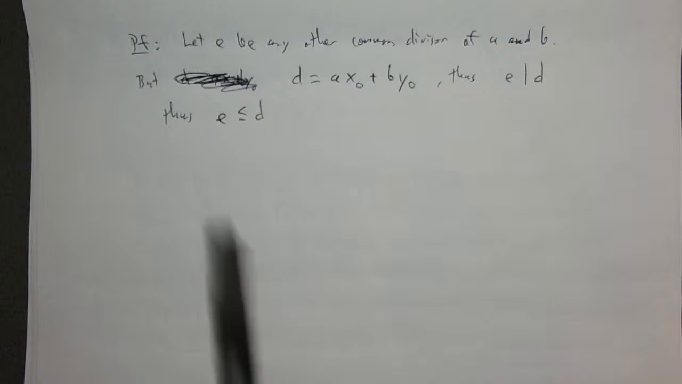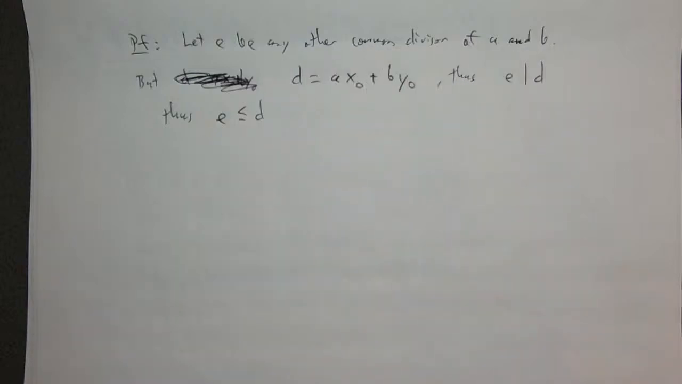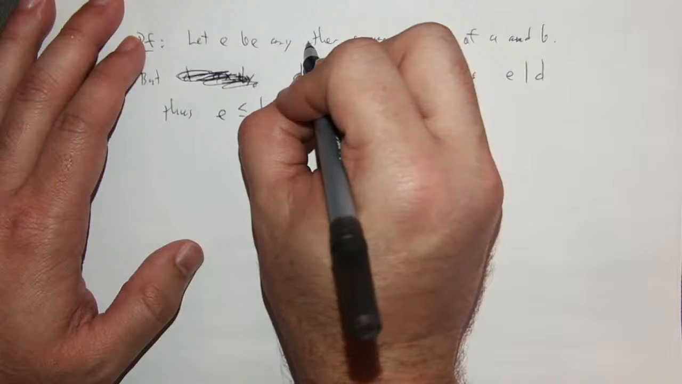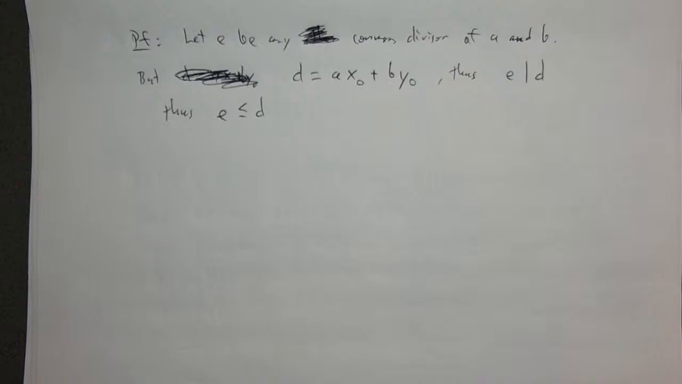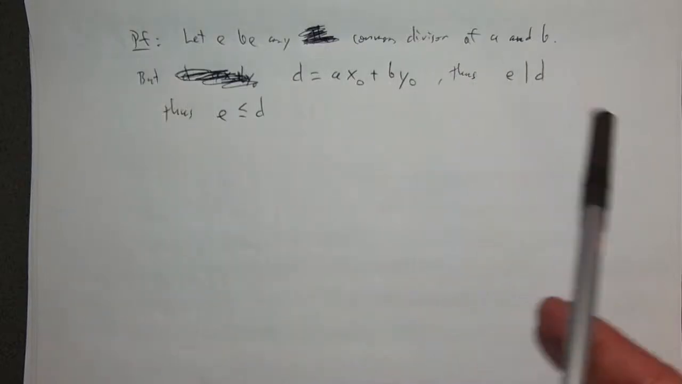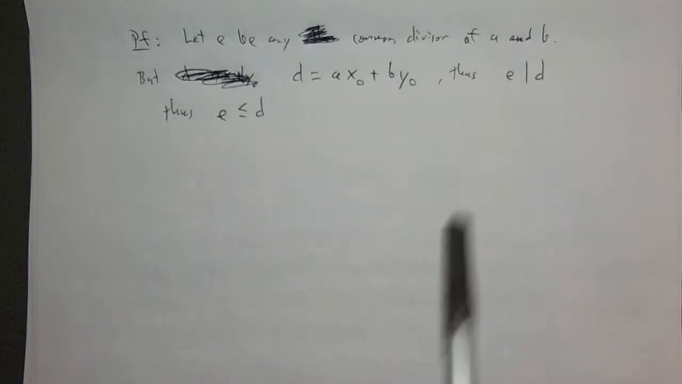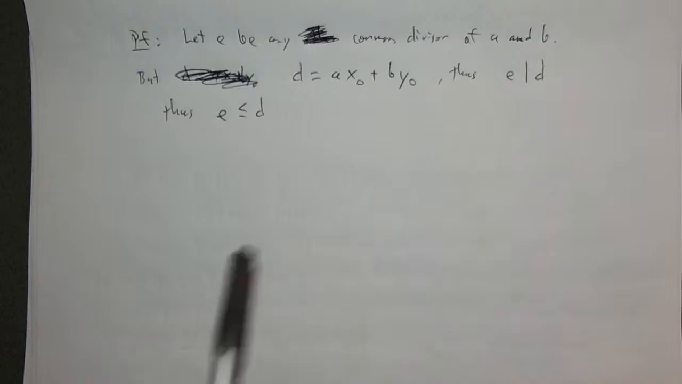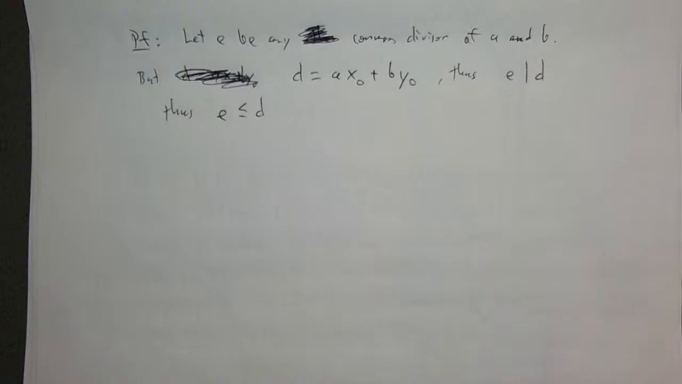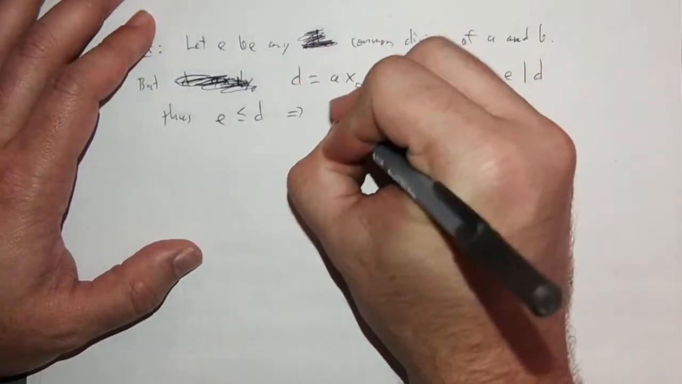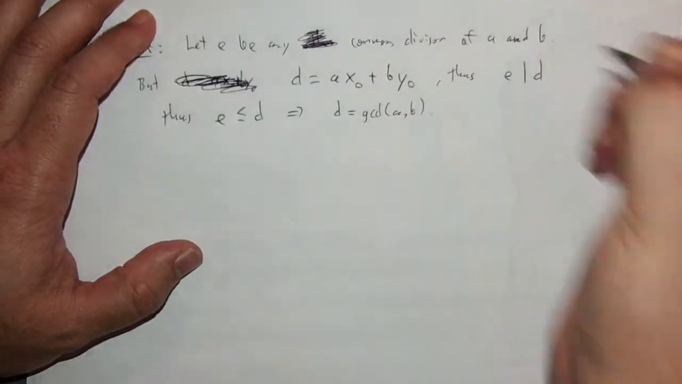Okay. So I've just shown that any other common divisor of A and B, I don't need the word other here, but that's the implication, right? That's the worst case scenario we're thinking about. The point is that for any common divisor of A and B, since D can be written as a linear combination, E must divide it. But if a number divides another number, then this inequality is satisfied. But if E is less than or equal to D, where E is any common divisor of A and B, this implies by definition that D is the GCD of A and B.